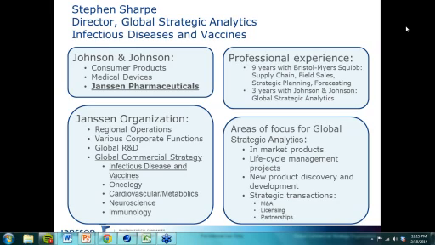Transactions to include mergers and acquisitions, licensing, and partnerships. Quite busy working across these various areas of focus.